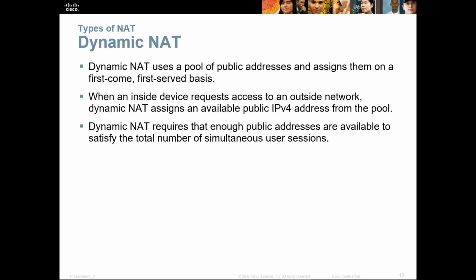Versus dynamic NAT. Dynamic NAT uses a pool of public addresses and assigns them on a first-come, first-served basis. So when an inside device requests access to the outside network, dynamic NAT assigns an available public address. Dynamic NAT requires that you have enough public addresses to satisfy all of these simultaneous users. That's more subjective because if you only have one public address, you can NAT them based on ports, but that's more complex than our initial conversation.